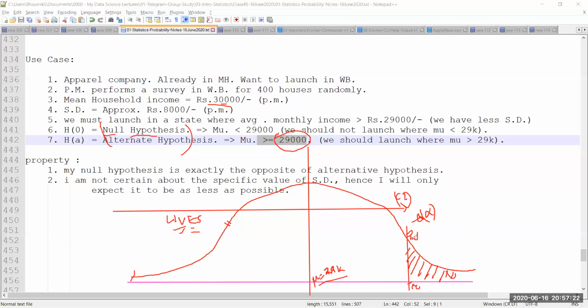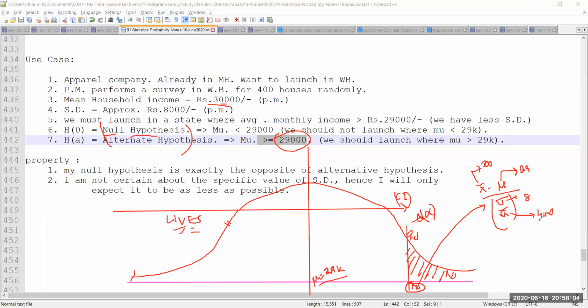So now that I have got alpha, this ZC value or X bar C value is something which I'm going to calculate using a formula, which is X bar minus mu divided by standard deviation divided by root under n. So this is one entity, right? I have got all this information from my question. I need to get all this information. If I don't have all this information, I'll have to approximate things, which I don't want to do. In this case, X bar is going to be 30K, mu is going to be 29K, standard deviation is going to be 8,000, root under n is going to be root under 400.